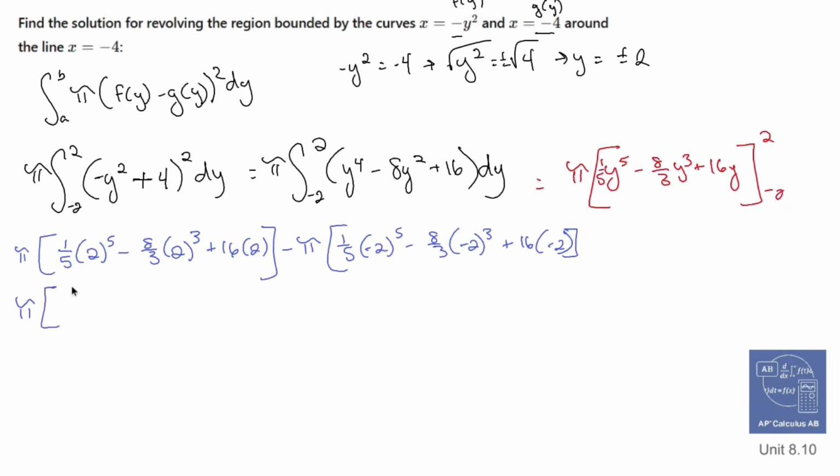What do we have? 2 to the 5th is 32, so 32 over 5, minus, all right, let's do this, 8 times 8 is 64 over 3, plus 32. And these numbers are going to be the same, just the opposite versions of that: negative 32 over 5 plus 64 over 3 minus 32. Okay, common denominator of 15, so we'll multiply by 3s, multiply by 5s, multiply by 15s.